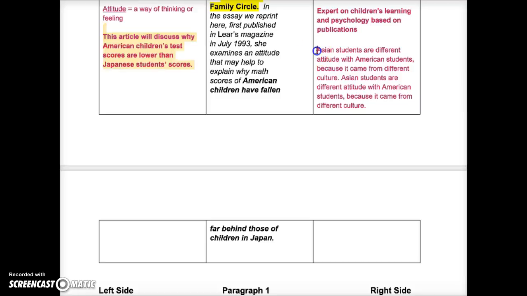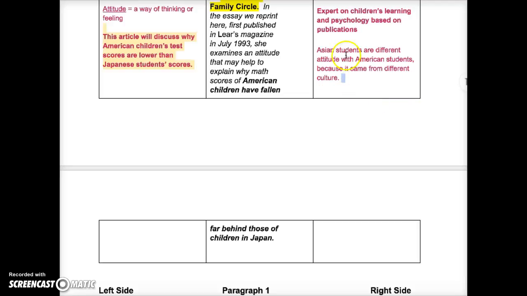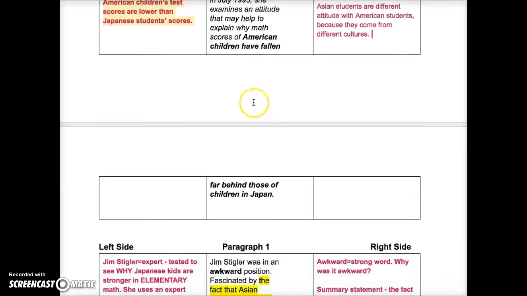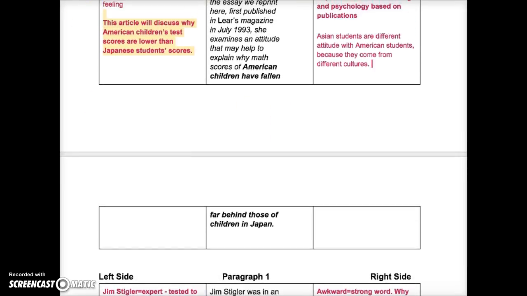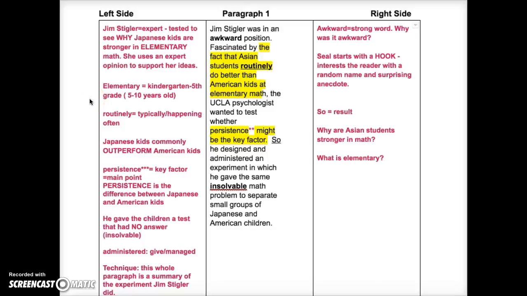And then on the right side, I'm guessing that Asian students have a different attitude than American students because they come from different cultures, okay? This is just my guess. And I think either the American or the Asian students are going to believe in get smart or born smart. So I think it's going to be those two schools of thought. Are you following me so far? Okay, so now let's get into paragraph 1.